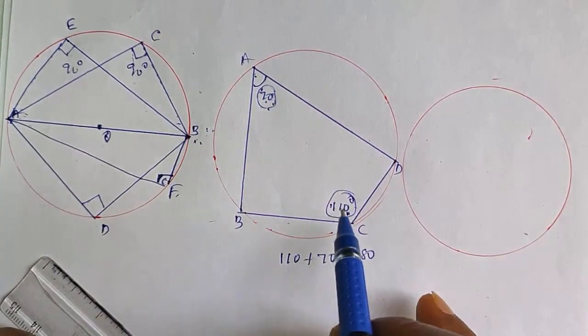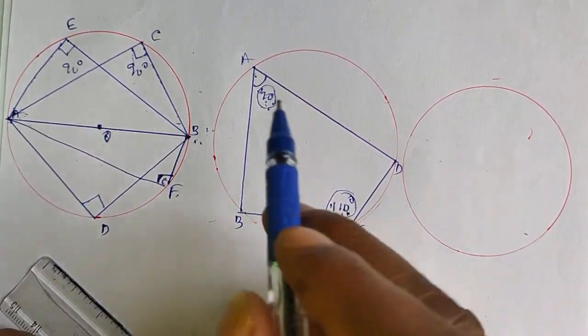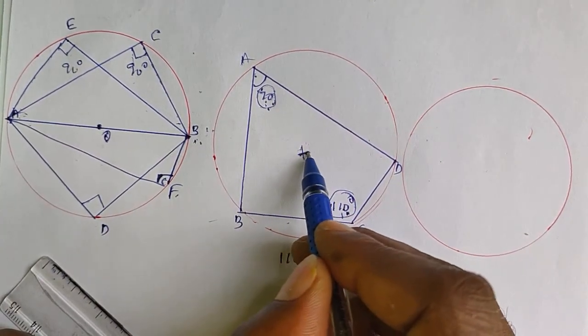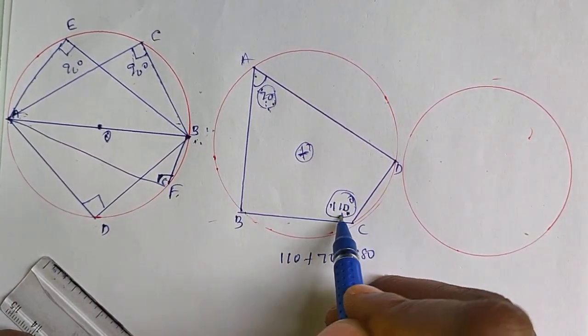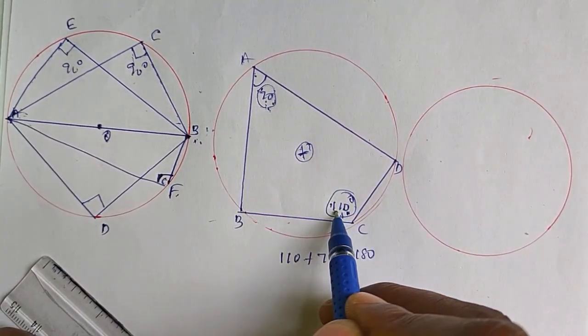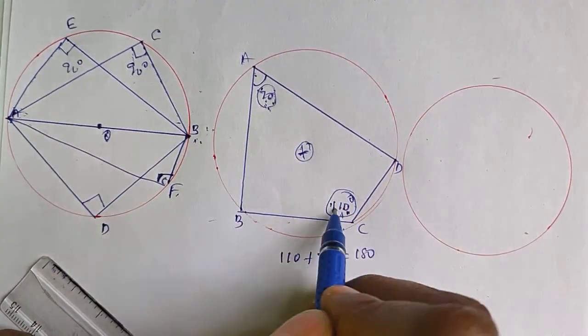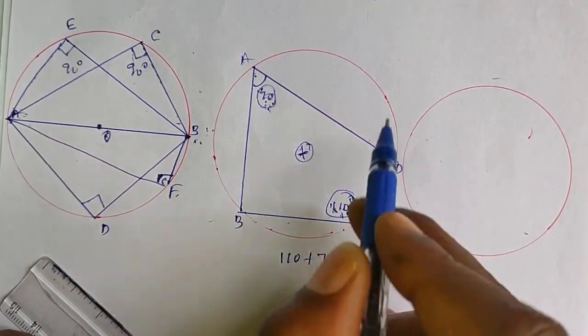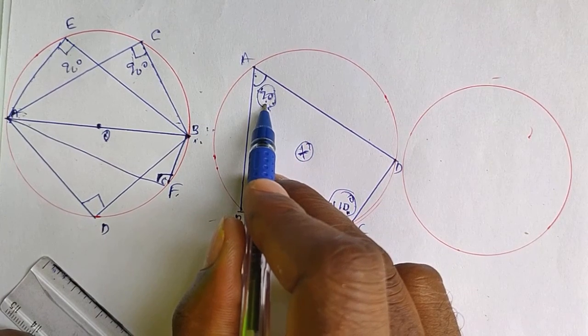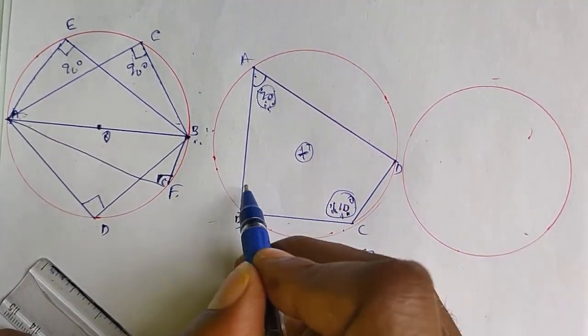Remember, A and C are opposite angles, no? A and C both added, we will get 180 degrees. If you add A and C, we will get 180 degrees. If A is known, C can also be found out. How? If A is 70 degrees, we know that these two total 180 degrees. In that, one angle is 70 degrees given, definitely the other angle is 180 minus 70, that is 110 degrees.